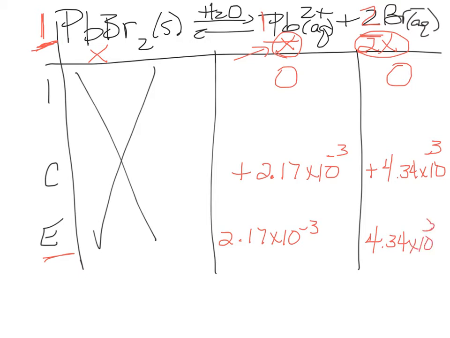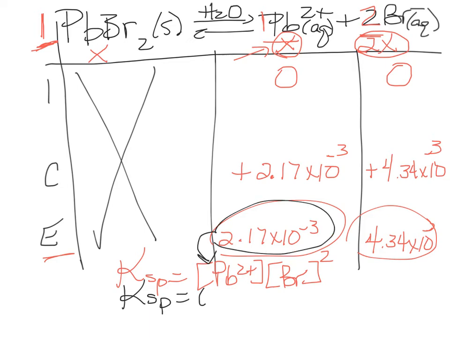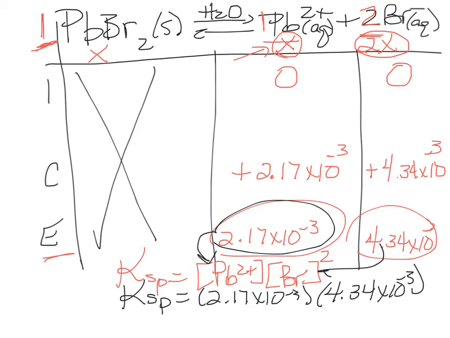All right. So now I'm just going to plug these equilibrium values into my expression for Ksp, which I don't think I wrote yet. So concentration of lead times concentration of bromide raised to the 2, squared. Plugging in the values that I got here, concentration of lead is 2.17 times 10 to the minus 3. Concentration of the bromide is 4.34 times 10 to the minus 3. Do not forget the square. Okay, now I'm just going to do this math and see what my answer is.